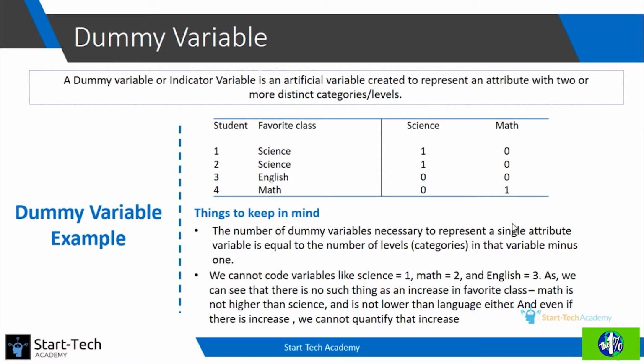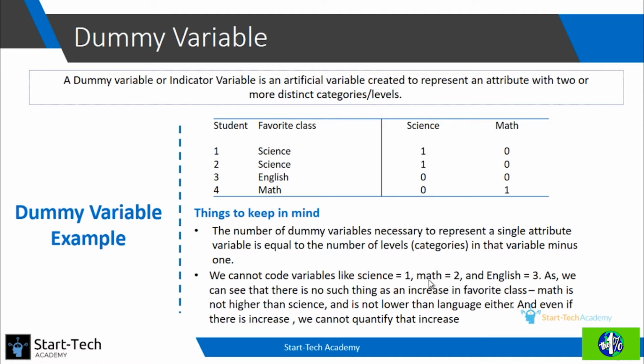Now to answer the question why we created 2 dummy variables when we could have created a single one with values such as 1 for science, 2 for maths and 3 for English. This is because 1, 2, 3 have more meaning, that is, say 2 is actually twice of 1. But maths is not higher than or more than science.